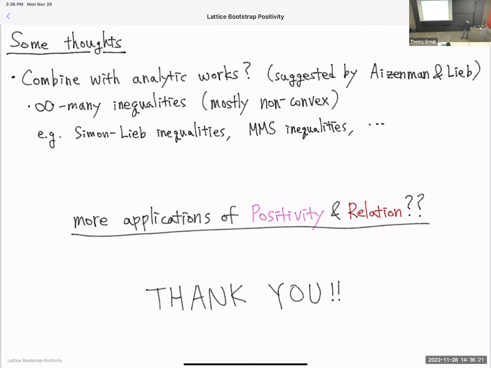And I hope that today I conveyed the message that the combination of positivity and relaxation may be very powerful. So it might be worth thinking about more applications of this approach. There's already a good amount of them, but I think there is much more to be studied. With that, let me end, and thank you for the attention.